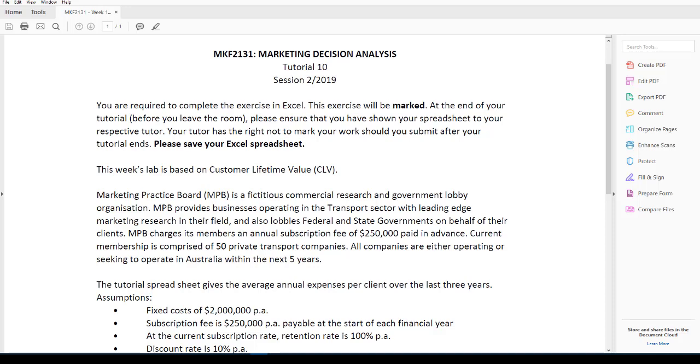This tutorial is about CLV, or customer lifetime value. When we say customer lifetime value, it's mainly for companies that have a long-term or ongoing relationship with clients, like service companies. We want to compute the CLV, which is the dollar value of the customer relationship. We want to see what is the value of each client for this company.